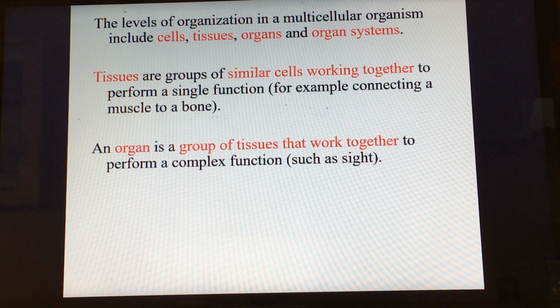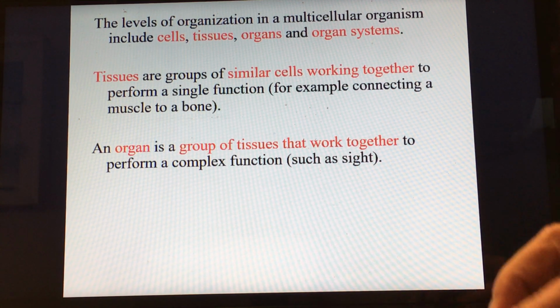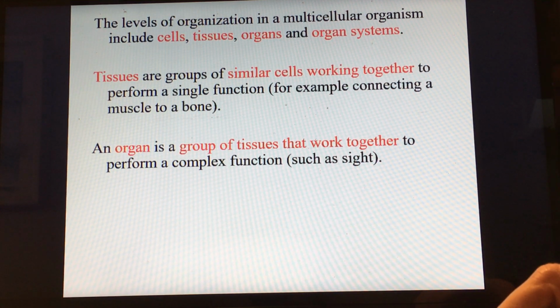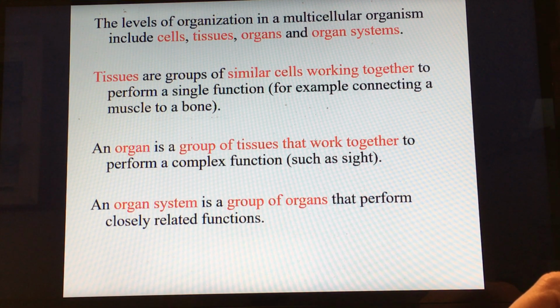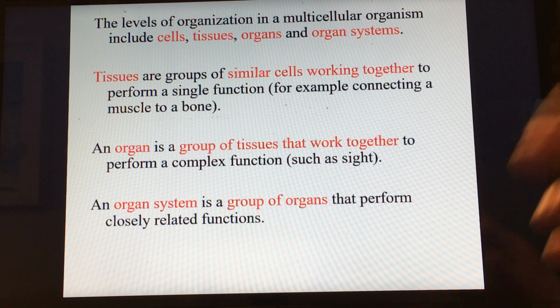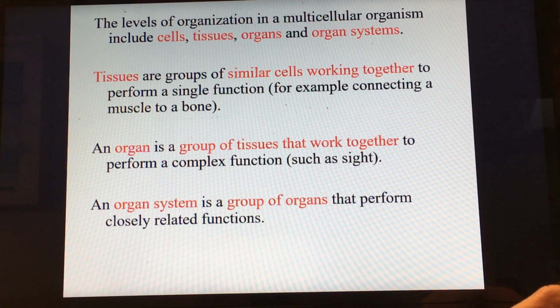And obviously all the tissues in the leaf work to perform photosynthesis, to collect light energy and convert it into chemical energy in the form of sugar. Animals have organ systems, which are groups of organs that perform closely related functions and work together, but plants do not have organ systems. Now, one of the things that you need to understand is that there are many organs that are part of multiple systems. So, you can't just say that one organ belongs in one system.